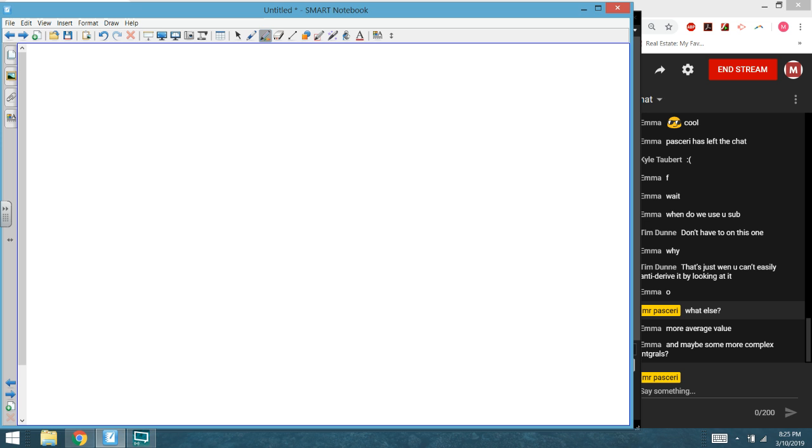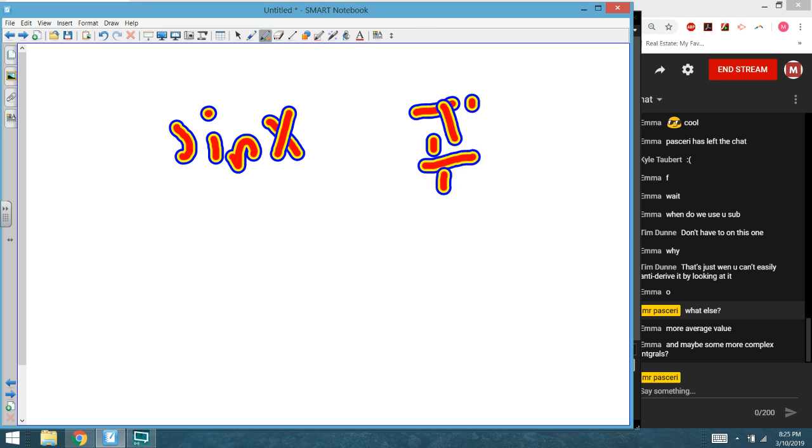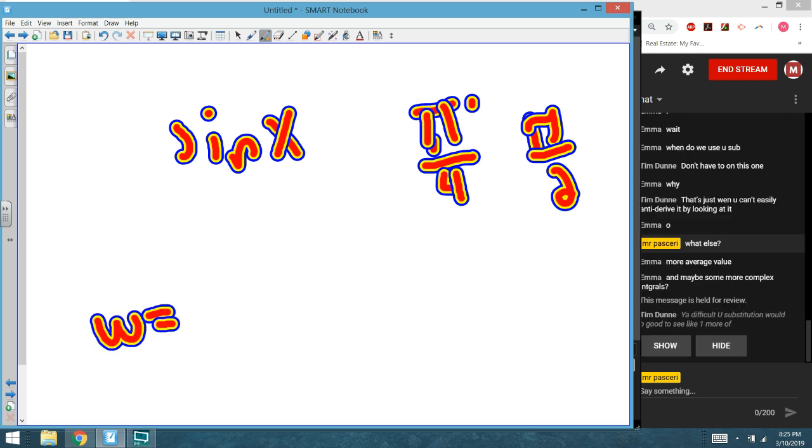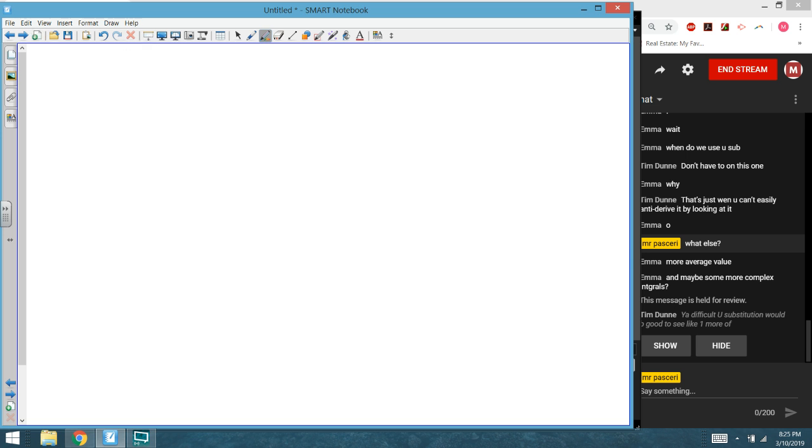So this example number 9 on this paper says find the average value of sine of x from pi over 4 to pi over 2. The width is going to be pi over 4, so we're just going to integrate it and divide our answer by the width.